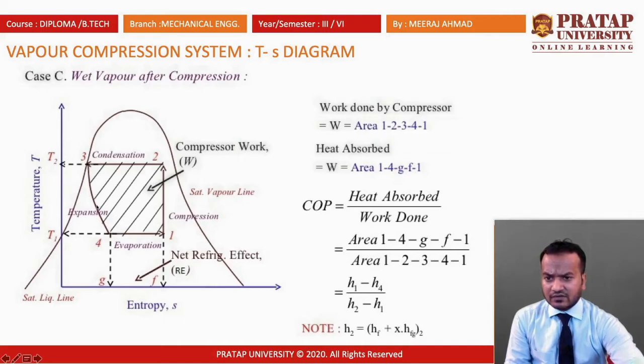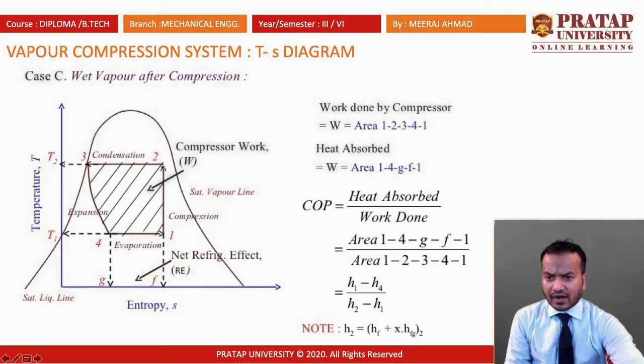Then after that comes the expansion, the throttle process, where the enthalpy should be constant. Then after expansion, the heat is extracted in the evaporator. Then from 1 to 2, the isentropic process should be there in the compression. So this diagram should be obtained in this case.